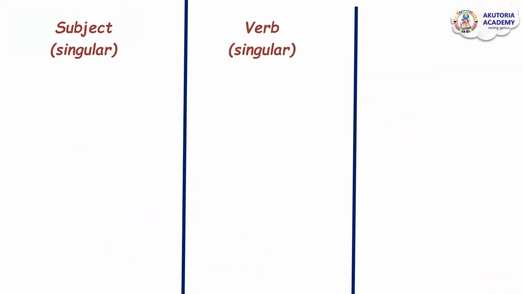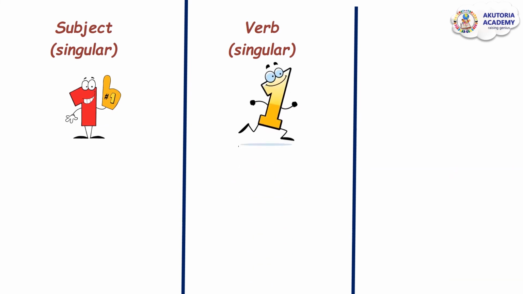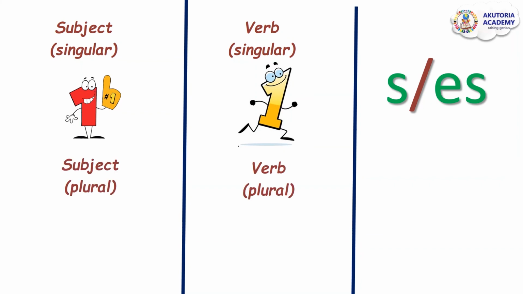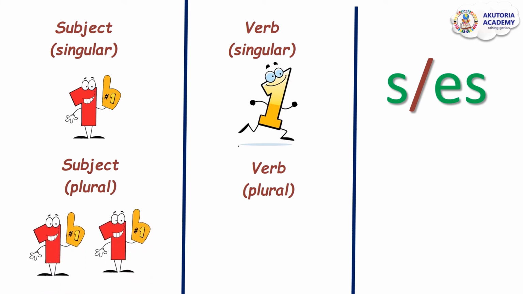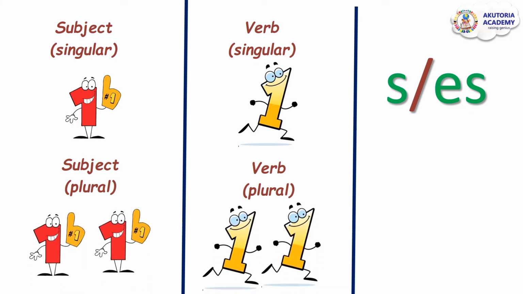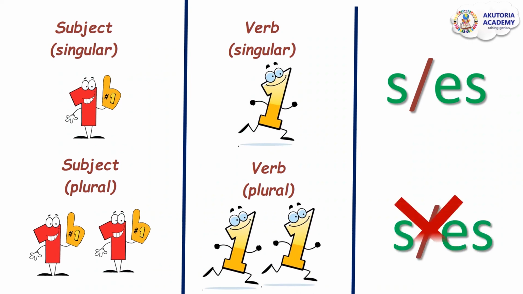So let's do a recap. A singular subject must go with a singular verb, and for singular verbs you add either an s or es. Good job. While our plural subject must go with a plural verb, and for plural verbs you do not add s or es. It's a no. So we've come to the end of this video lesson.